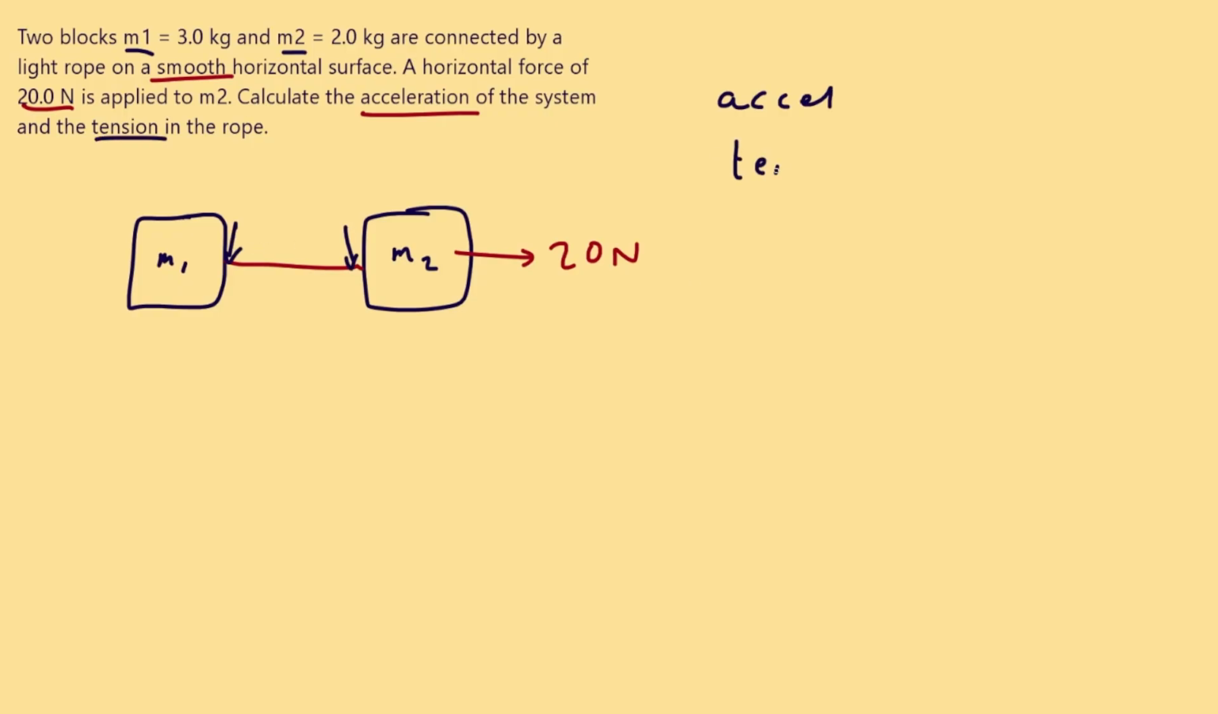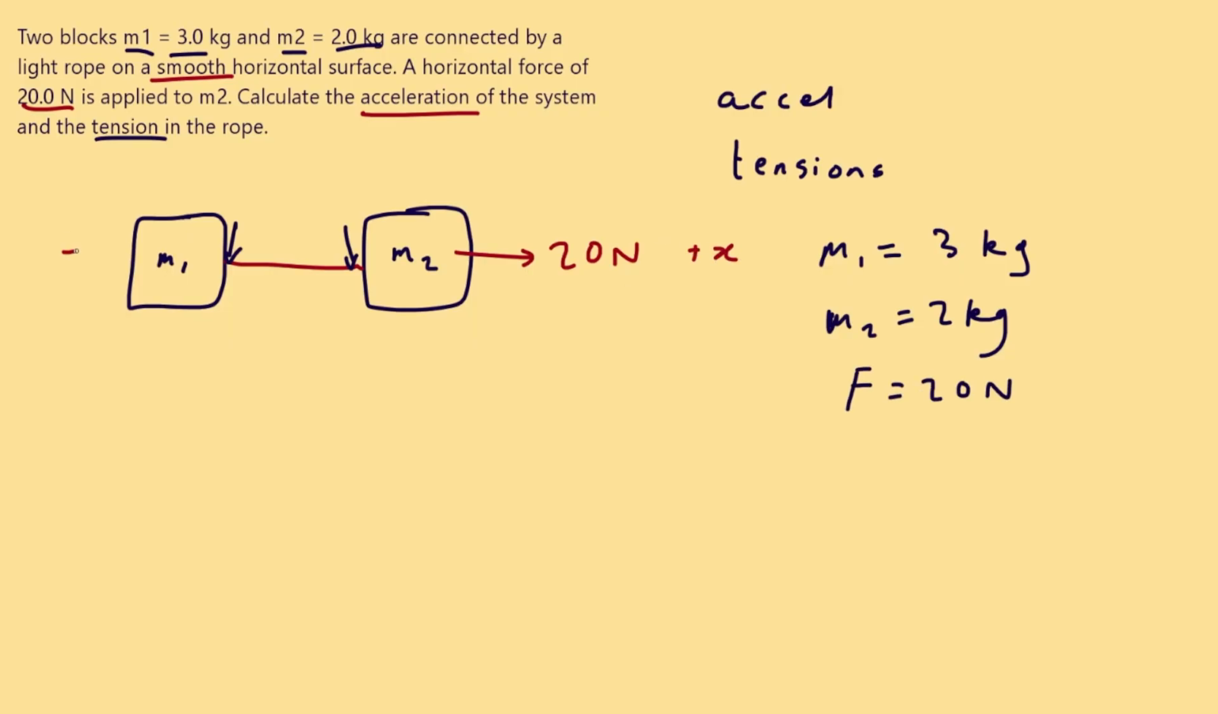Now, when it comes to these type of problems, tension usually reveals itself naturally after finding acceleration. So let's focus on this first. I like to list out exactly what we know. So we know mass 1 is equal to 3 kilos. Mass 2 is 2 kilos. The force being applied is 20 newtons, let's say in the positive x direction. And we're looking for acceleration and tension.